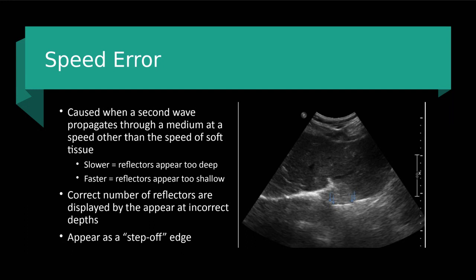So that dip, right, where you're like, is that the border? But if it is the border, why is it not continuous? Why does it have that edge to it? It looks like a little step. That's how we can say, is there some speed error going on in this region? So you're looking for that discontinuation of two reflectors.